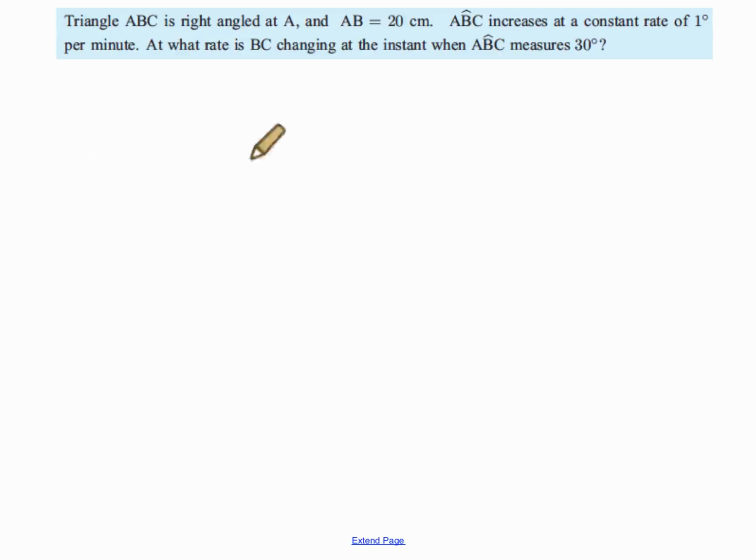All right, so now we have triangle ABC is right angled at A, and AB equals 20 centimeters. So I'm just going to go ahead and draw that real quick before I forget it. So it's right angled at A, right angle here, and AB is 20 centimeters. What else do we know?